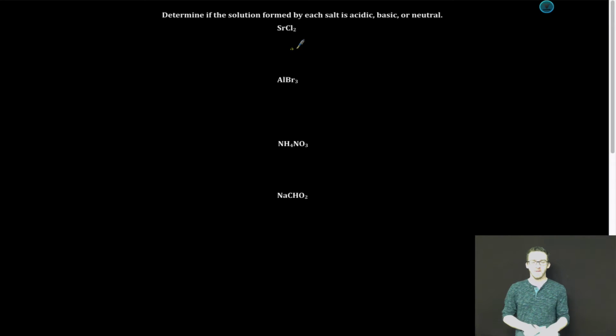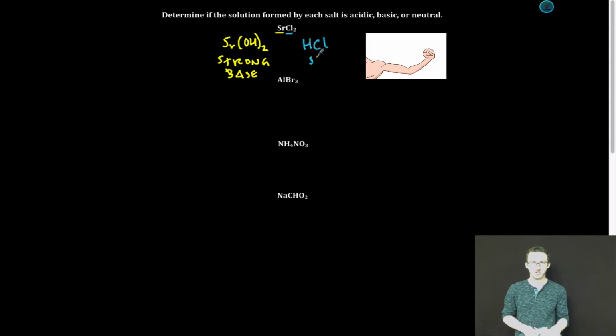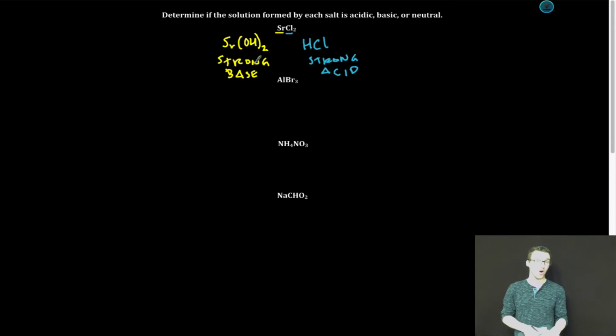Let's practice. First, we've got strontium chloride. Strontium, again, our cation, must have come from our base, strontium hydroxide, which is a strong base. Remember, any of those group 1 or 2 hydroxides are considered strong bases. Chloride, our anion, is going to come from our acid, in this case HCl, which is a strong acid. So we've got a strong base, a strong acid. Both strong, no one wins. And so our salt here is going to be a neutral salt. SrCl2 is a neutral salt.